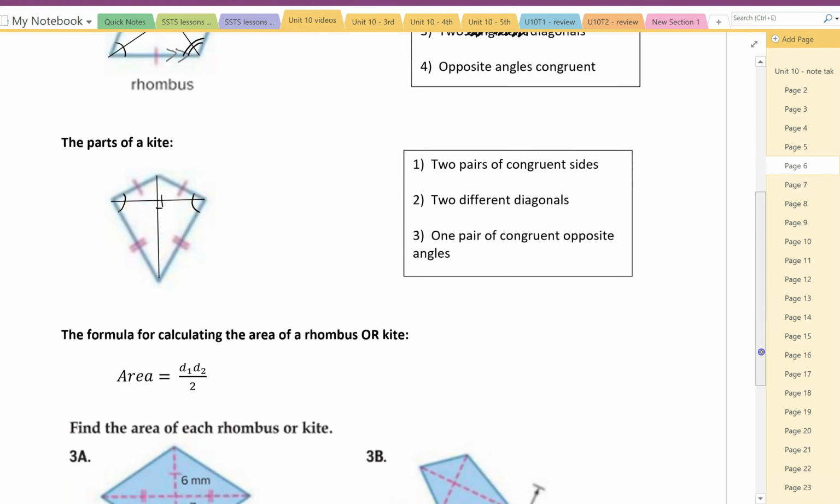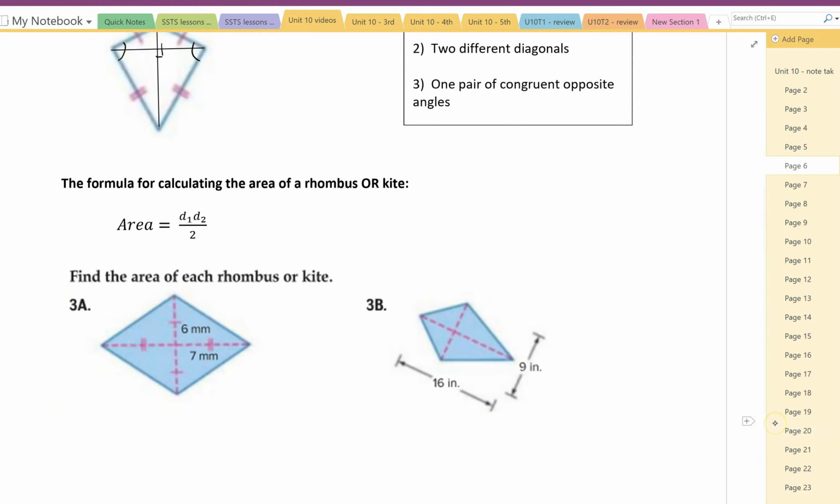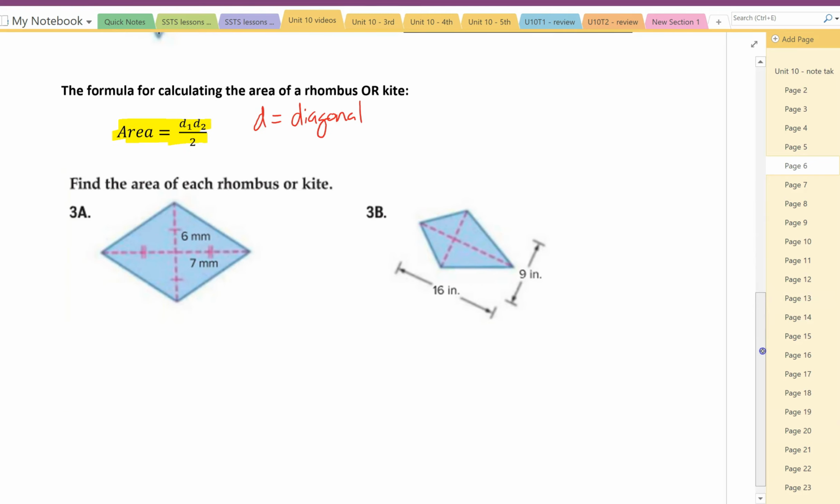All right. So how do I figure out the area of a rhombus or a kite? Well, the reason they're lumped together here in this lesson is that we're going to use the same formula basically. So if I want the area of a rhombus or a kite, this D right here stands for diagonal. So I'm going to multiply the two diagonals together and I'm going to divide it by 2. That's going to tell me the area.